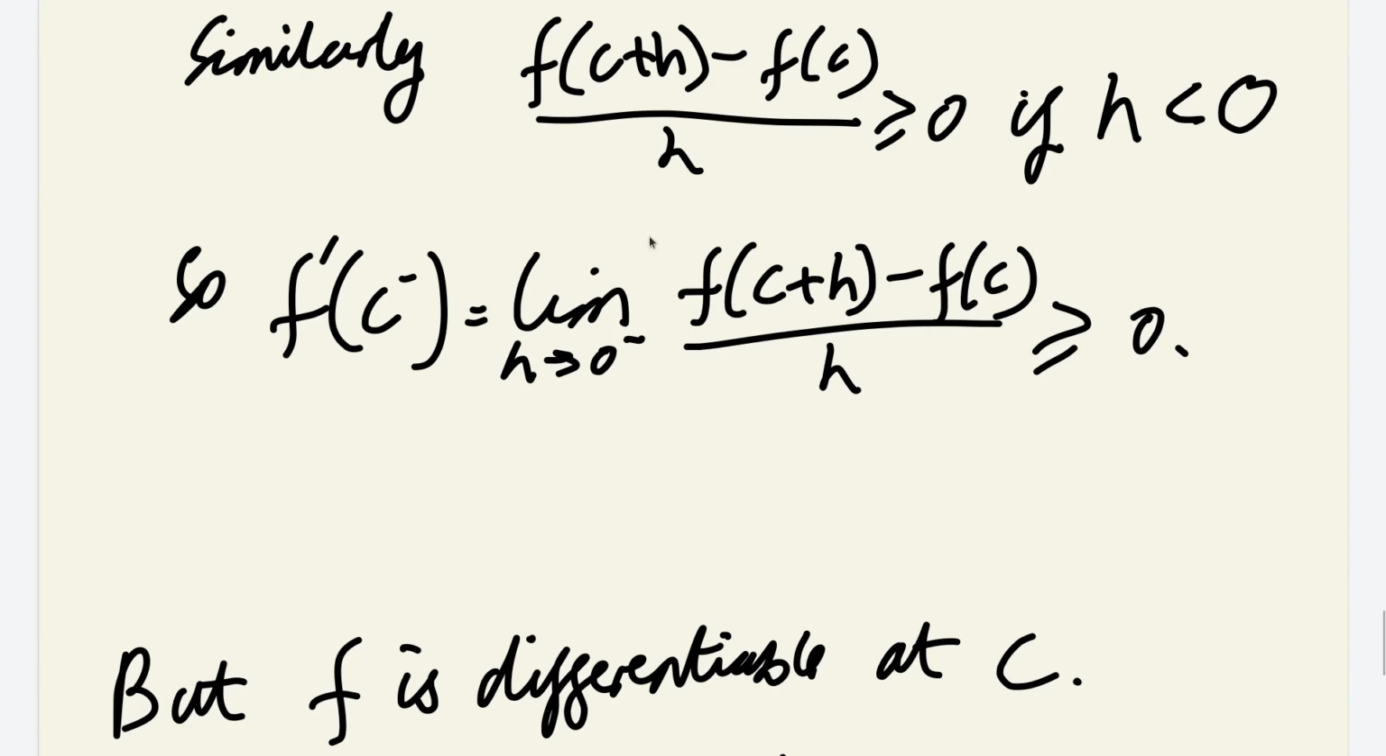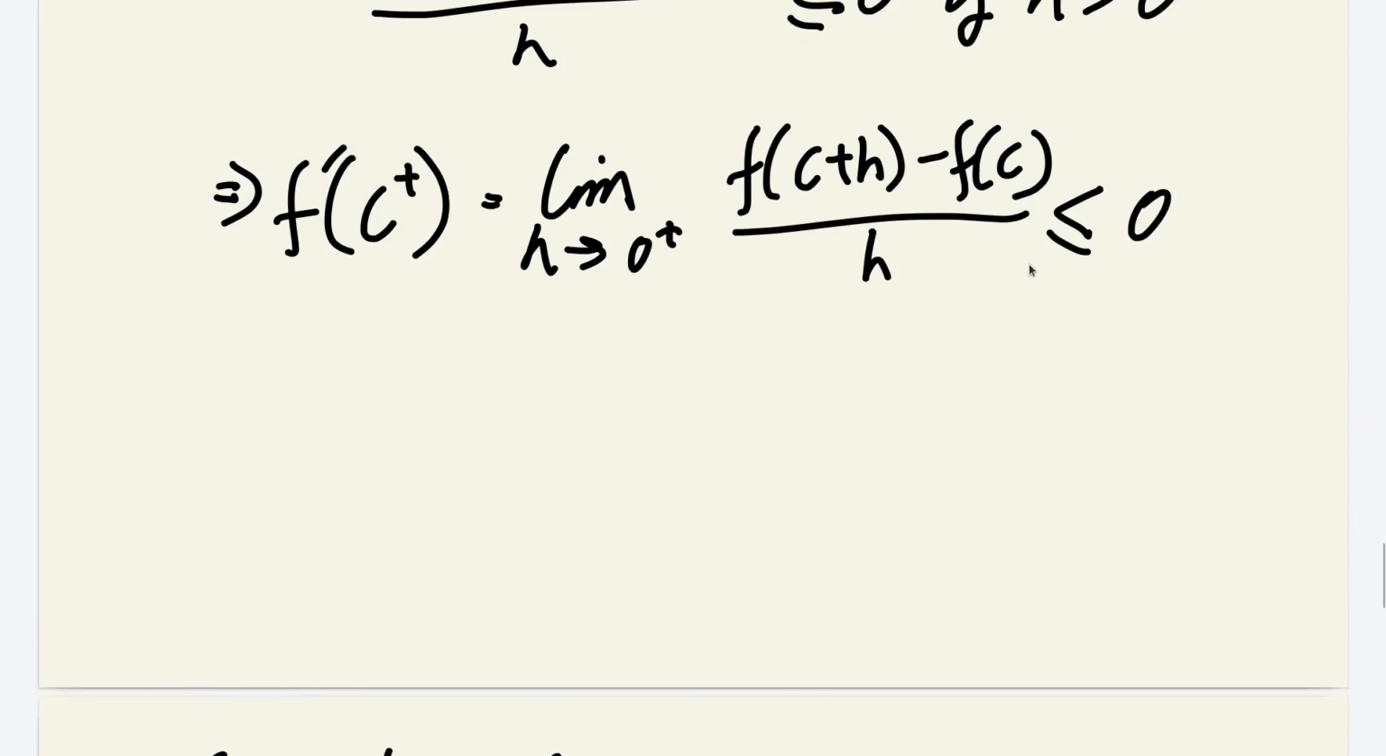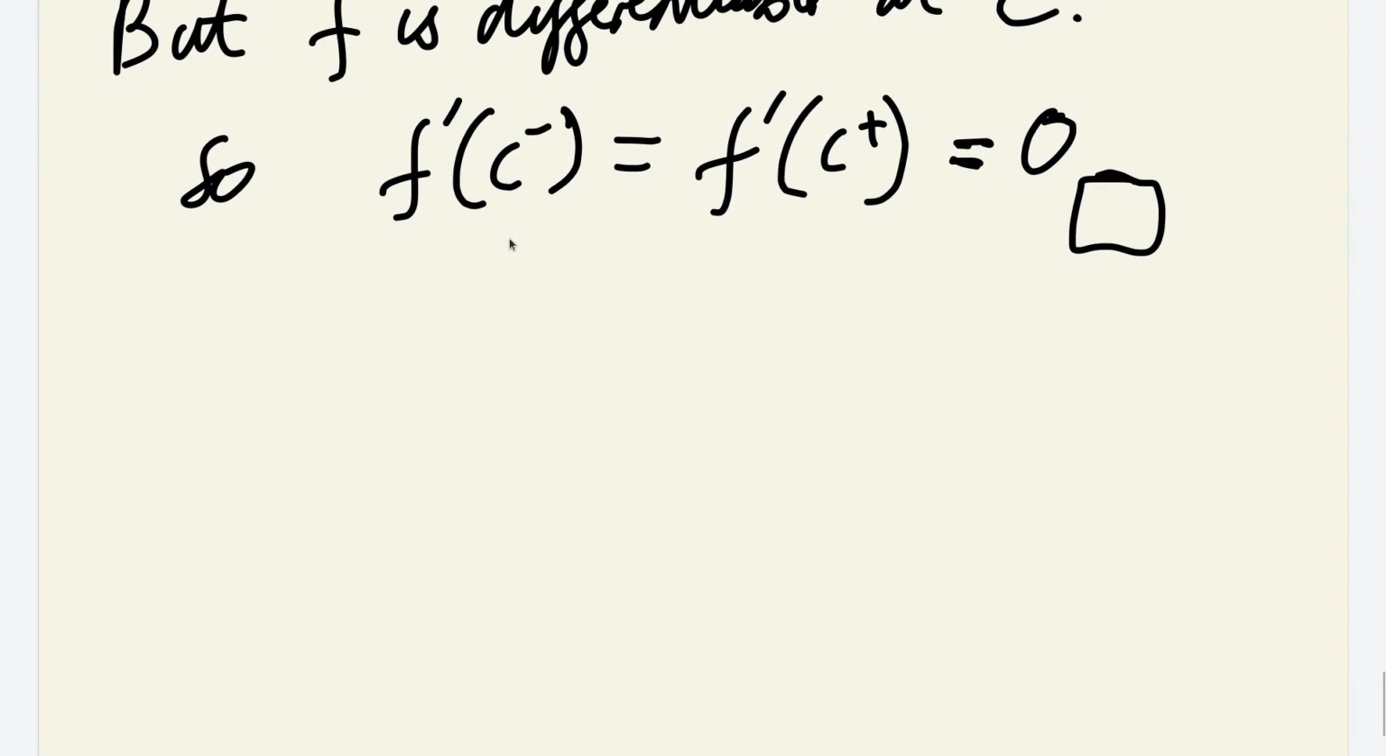And the only way that that can happen is if they're both equal to 0, as f'(c-) has to be greater than or equal to 0, and f'(c+) has to be less than or equal to 0. And therefore, we've proved the theorem.